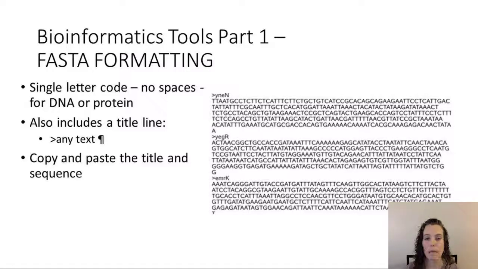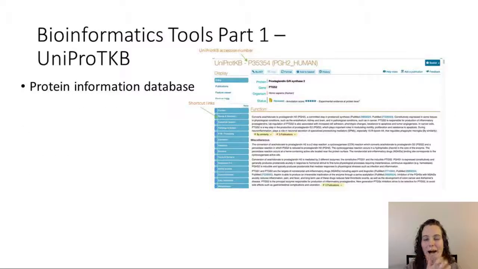That format basically has the title first with the larger than sign, and then the text, and then a paragraph marker. So a new paragraph is starting, and then the sequence comes below it without any spaces or paragraph separation. So it's very important to keep all your sequences in this FASTA format. You want to copy and paste both the title and the sequence, so you have an identifier for each of the sequences.